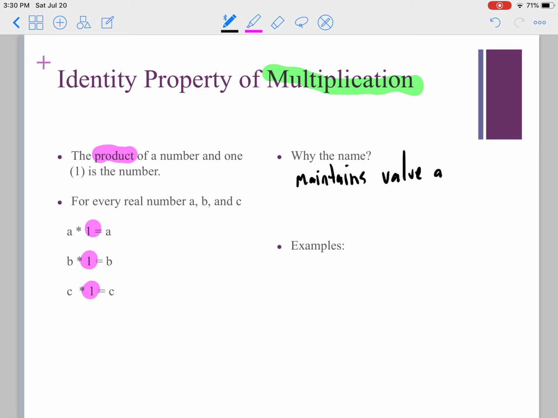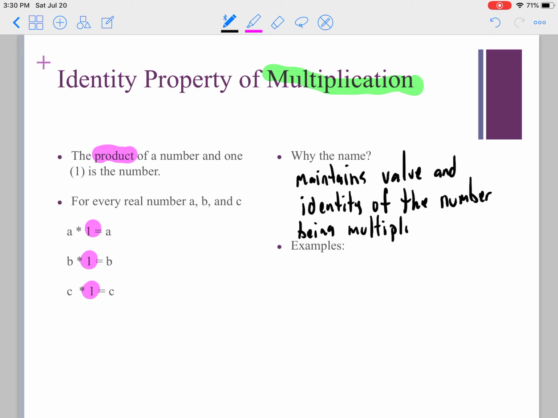It maintains the value and identity of the number being multiplied by 1. So that's how you can remember the name of the property, but more importantly, what it does and how you can use it in the future.